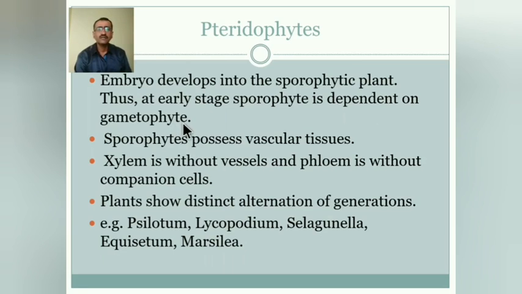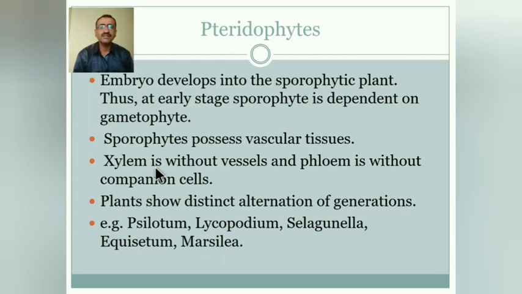Here, as in the bryophyte, the sporophyte depends on the gametophyte for a few times. The sporophyte possesses vascular tissue. Xylem and phloem are there, but the xylem is without vessel and the phloem is without companion cell.